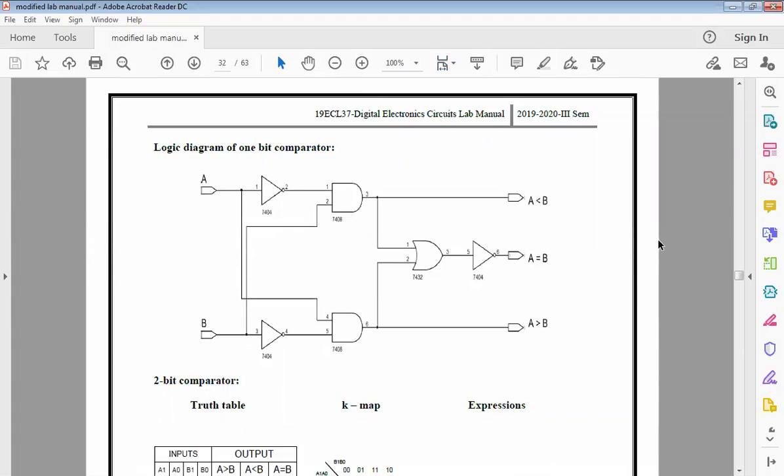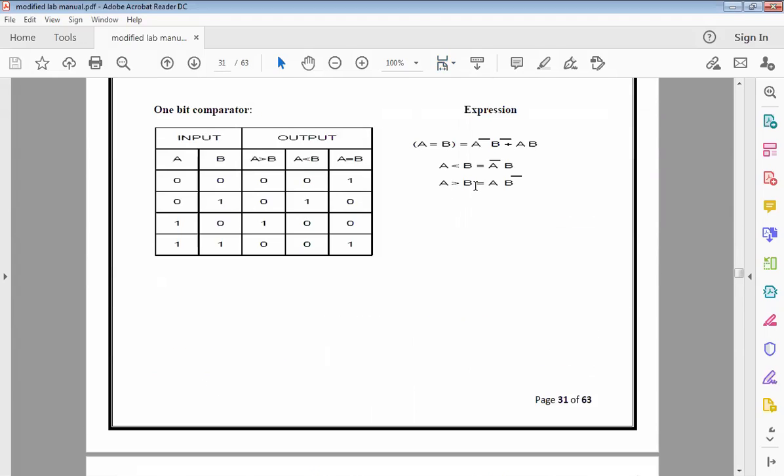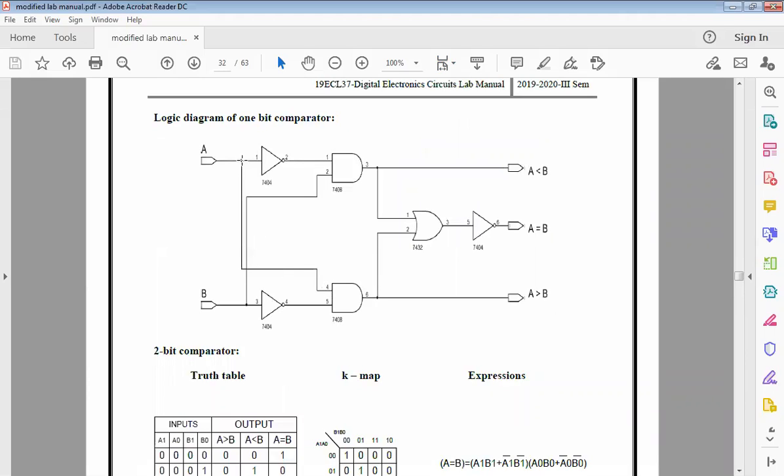Now you just compare with A greater than B, A B bar. So A is taken from here, so A is here, and I want B bar. So B is here, B bar is here. So ultimately I'm getting A into B bar, right? So which means this is validated. It's validating the equation A is greater than B.